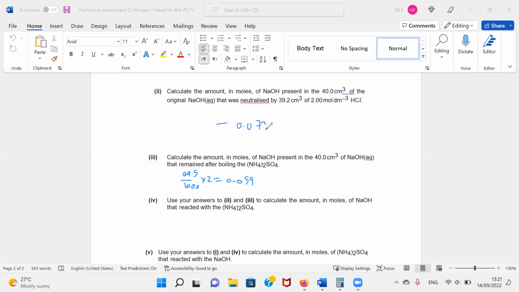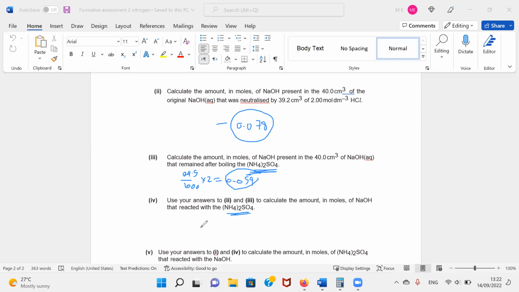So in the first one here we got 0.078, and here we got 0.059. Fine. So basically, this is the sodium hydroxide, 40 ml sodium hydroxide as it says, and here it's just sodium hydroxide that had reacted with the ammonium sulfate. Use your answers 2 and 3 to calculate the amount in moles of sodium hydroxide that reacted with the ammonium sulfate. Now, this is the one without any reaction. This is the one when it reacted.